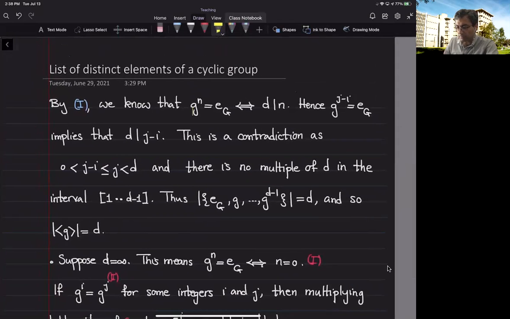Remember, an integer power of g is the neutral element if and only if that integer is a multiple of d. Now, g raised to power j minus i is the neutral element. Therefore, the order of g should divide j minus i. But that's not possible. Again, remember, j minus i is positive, and it is at most j, which is strictly less than d. There is no integer multiple of d strictly more than 0 and strictly less than d. There is no multiple of d in this range. Therefore, that's a contradiction, which means that all these elements are distinct. In particular, the cardinality of this set is precisely d. And so the cyclic group generated by an element of order d has d elements.